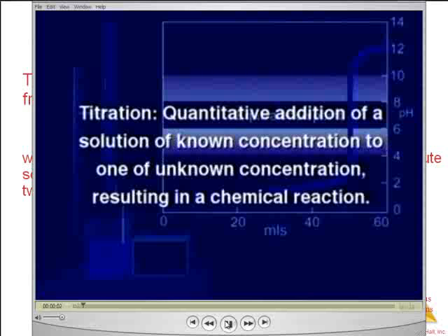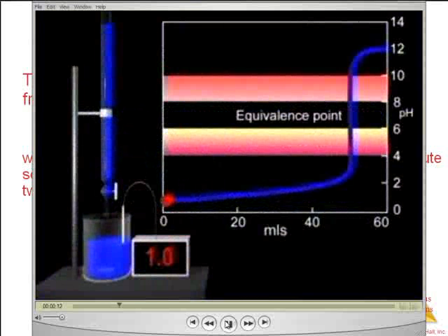Quantitative addition of a solution of known concentration to one of unknown concentration, resulting in a chemical reaction, is called titration. Acid-base titrations are among the most common. When a standard sodium hydroxide solution is added to a hydrochloric acid solution, the neutralization reaction occurs. A pH meter is employed to measure the acidity of the solution. To illustrate, let's add 0.100 molar base to precisely 50 milliliters of a 0.100 molar acid solution.